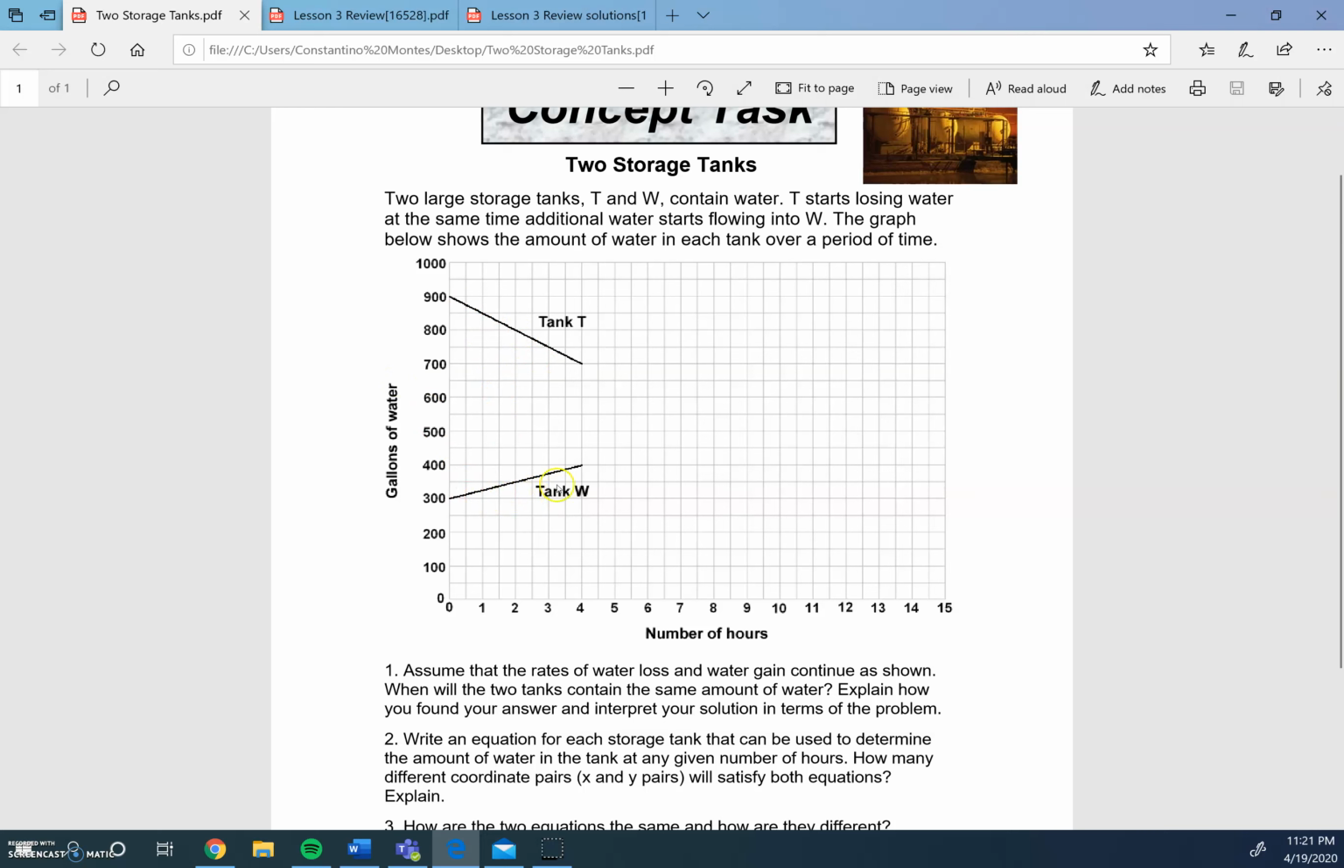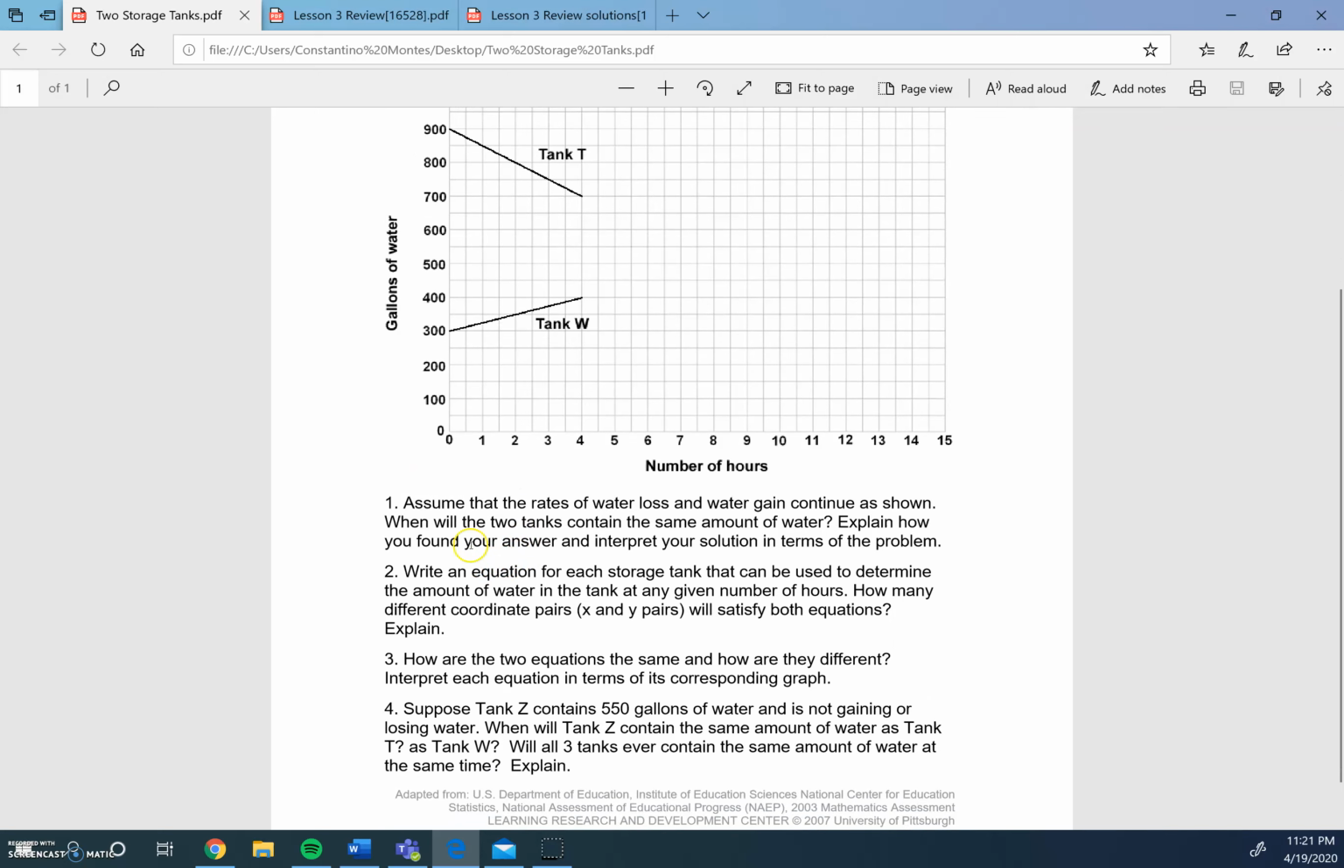Tank W is increasing as the number of hours increases, so this is the one that's gaining water. The graph of tank T is decreasing as the number of hours increases, which means this one's losing water. Looking at it visually, we can tell that tank T is actually losing water faster than tank W, based on the fact that the slope of this one seems to be greater than this one if we look at it in terms of absolute value of slope. But in any case, that's the kind of stuff that you all will be looking at today in this assignment.